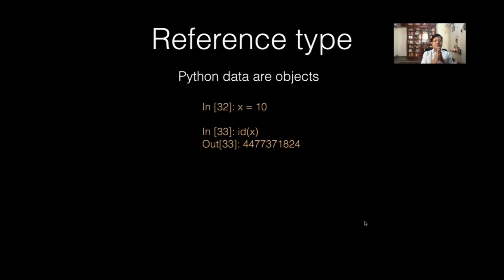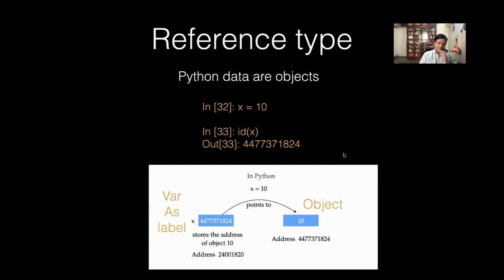Now, this slide is very important. So Python data are objects. What do I mean by this? When I say x equal to 10, 10 is an object. x doesn't have major sanctity, but 10 has an important role. So this 10 is an object, and it is stored in some location, right? This is a location, 4477371824. This is the address of that location.